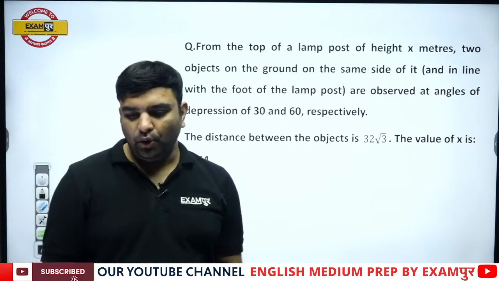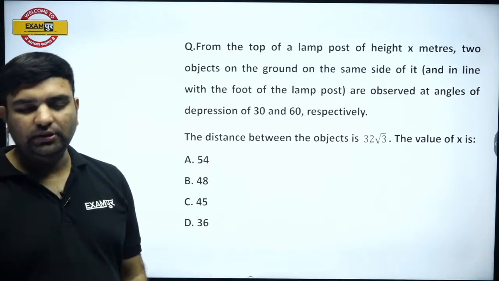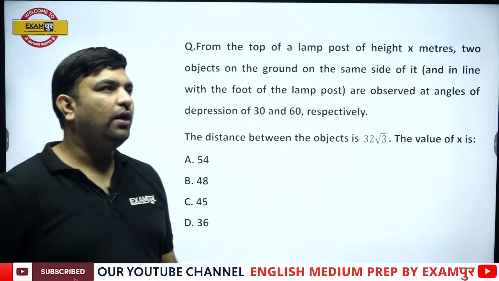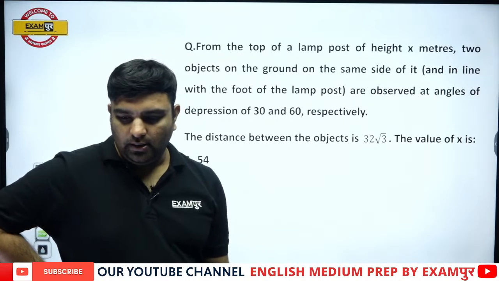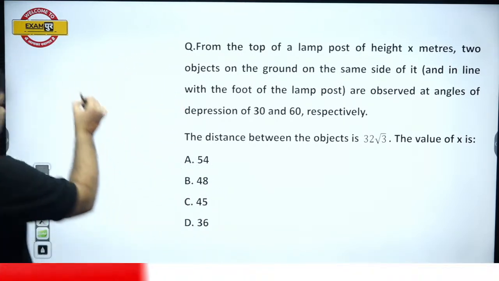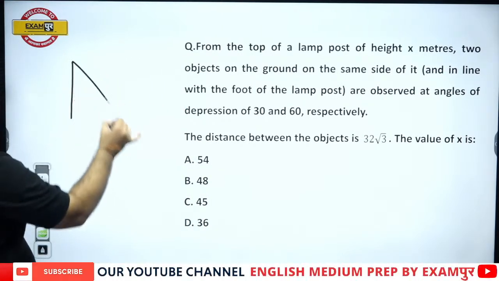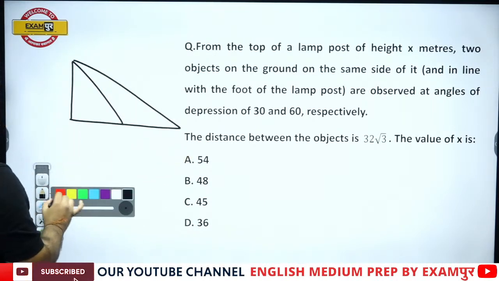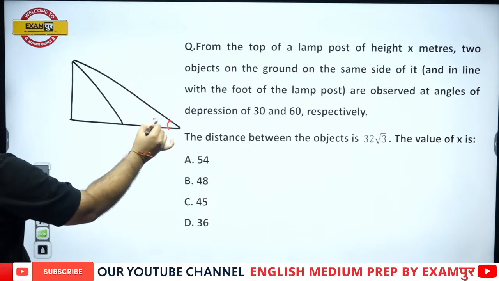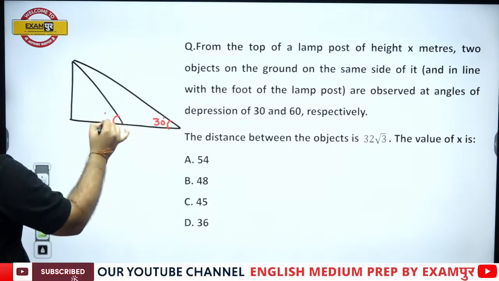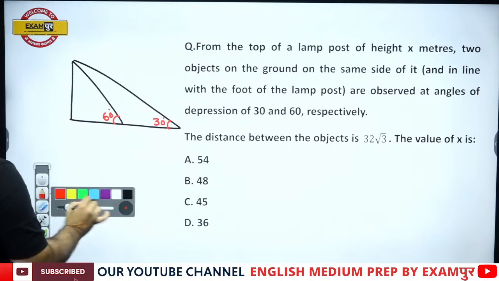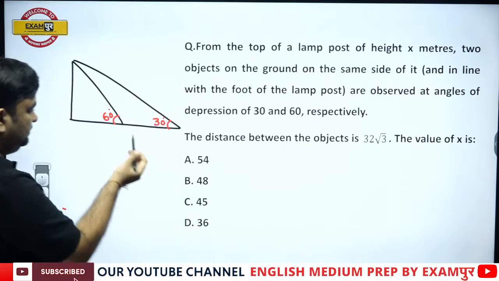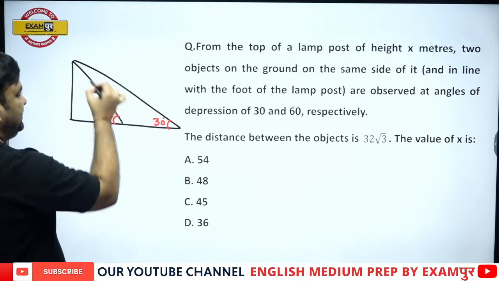From the top of a lamppost, two objects on the ground, on the same side of it, are observed at angles of depression of 30 and 60 degrees. Do it by the external angle property. If this is 60, this is 30, this is also 30.